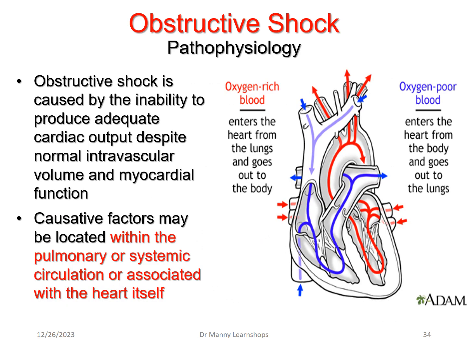What's the pathophysiology? Well, primarily it's caused because of an inability to produce adequate cardiac output, despite the fact that maybe enough blood is getting to the heart, but it can't get out. And can't get out might mean that it can't get to the lungs, and can't get out might mean it may not be able to get to the body. But the causative factors are located within either the pulmonary or the systemic circulation, or maybe even both.